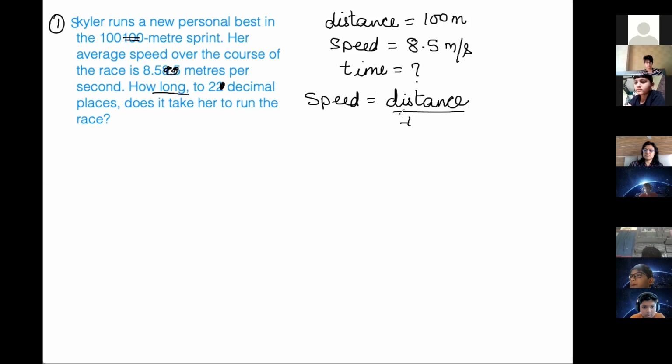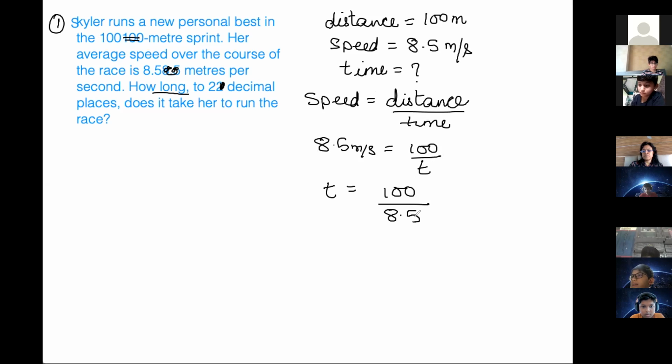So 8.5 meter per second is equal to 100 meter upon time. Time goes over here, and it will be 100 upon 8.5. Then meter will cancel, and only second will be the answer.